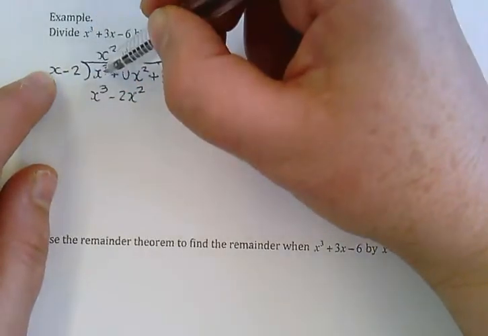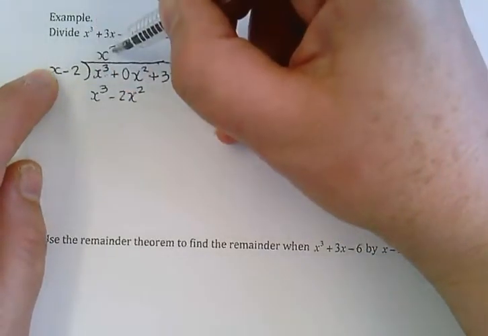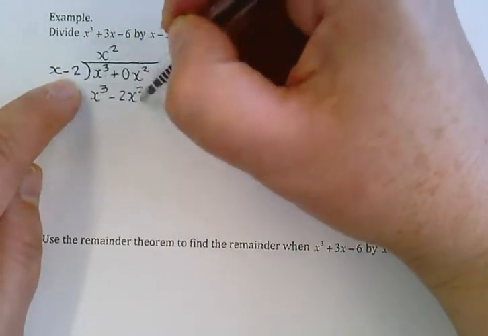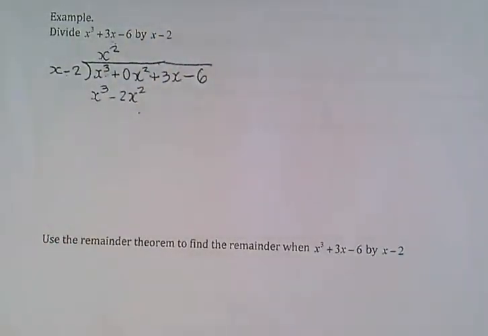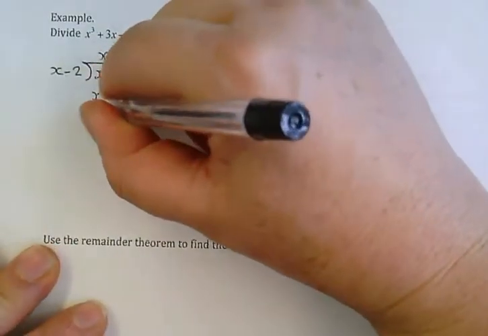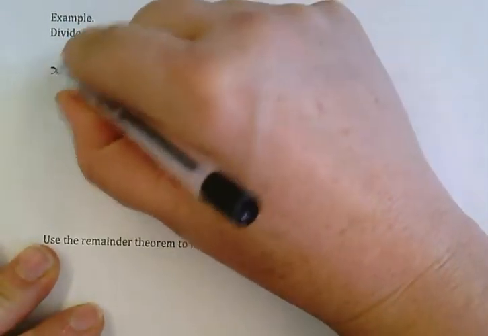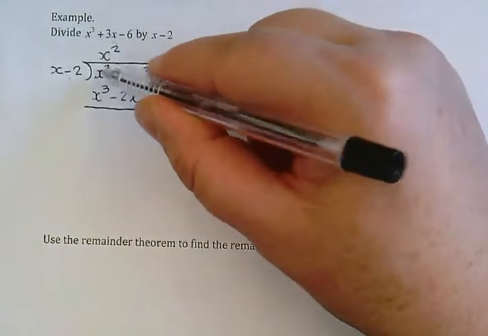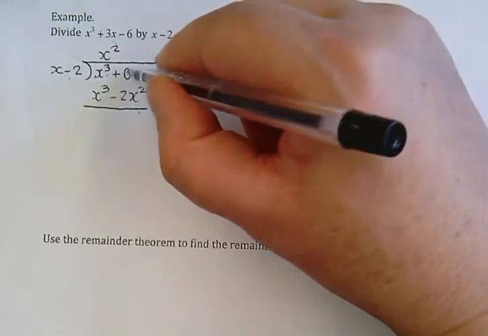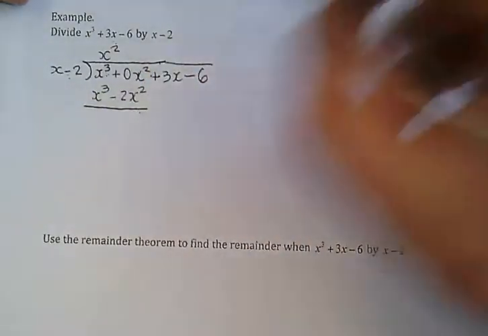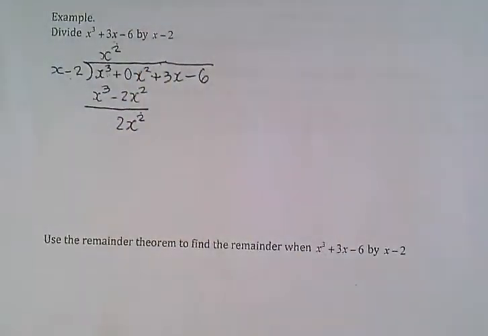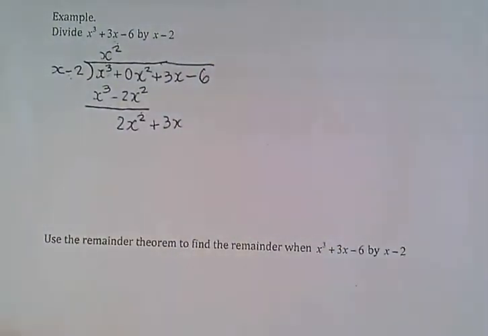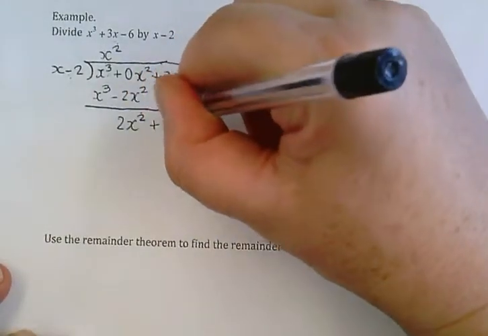So x cubed divided by x is x squared. Now I multiply that x squared by the x and multiply the x squared by the negative 2, and put it underneath those two terms. Do you see why I had a 0x squared term? Now I subtract. The idea is that I eliminate the x cubed. x cubed minus x cubed is 0. What's 0 minus negative 2? Positive 2. So 2x squared. Now to do the next bit, I have to bring the next term down, plus 3x.